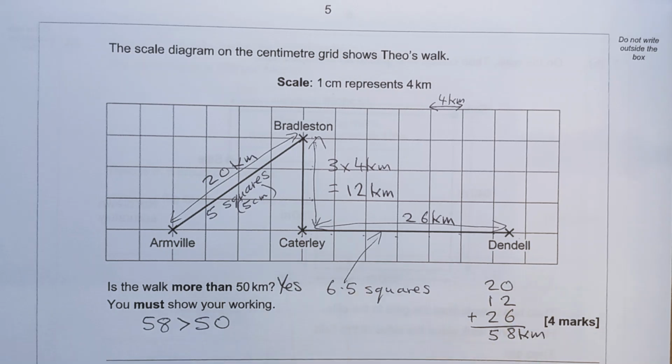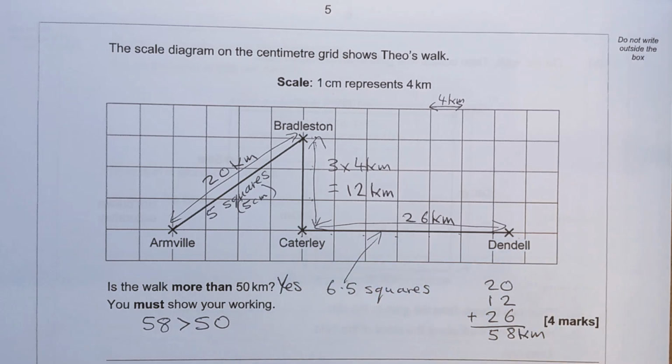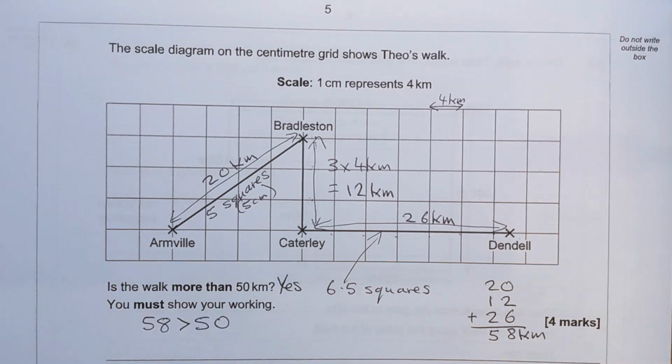You could do it slightly differently. You could do your total distance in centimetres and then multiply it by 4, but you should still end up with a similar answer. As I say, it might just depend on how it's printed out. You might get slightly different to this, but don't worry, in the exam, so long as you know the thing that you do, you would measure them and then use the scale to convert the centimetres into kilometres.